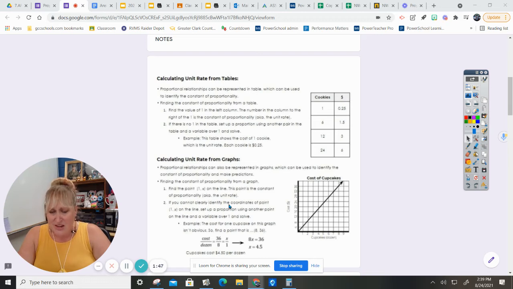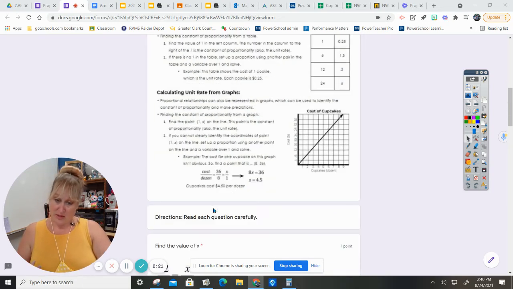If you cannot clearly identify that coordinate, then you need to set up a proportion using another point that actually meets on the squares, on the little easy to read graph part. Example, the cost for 1 cupcake on this graph isn't obvious. So we find a point that is. So let's see, 8, 36. So 8, 36 is very obvious. So they set that up, cost per dozen, and they solved using cross multiplication.